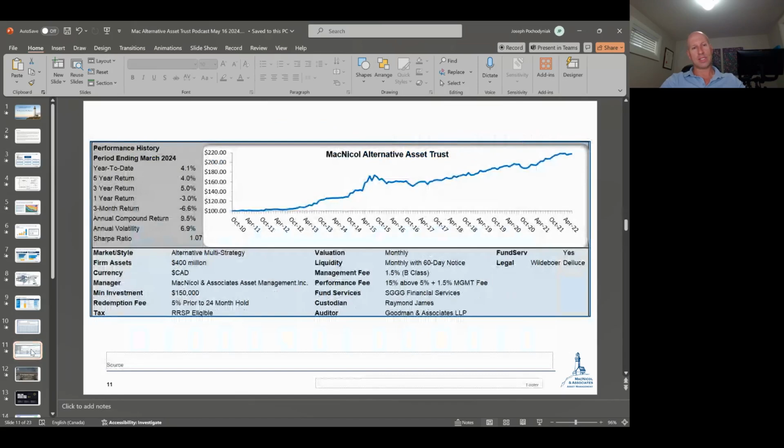And then this is the second page, or the second portion of what we call our fun fact sheet, which just gives you some more information.